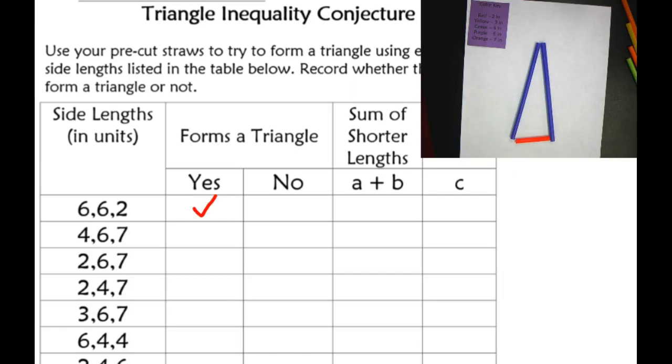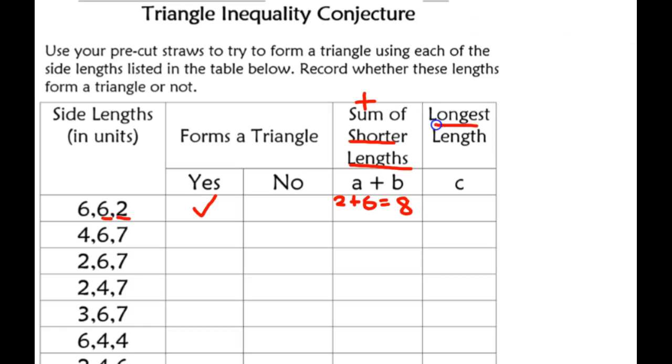So what we're going to write is a little check mark right here. Yes, it does. Now this next little box off to the right says the sum. Y'all know what sum means? Adding the shorter lengths. So looking at 6, 6, and 2, what are the 2 smaller numbers? 2 and one of those 6's. So 2 plus 6 equals 8. For C, as you see on your sheet, C is the longest length. So what am I going to put over here on C? 6.